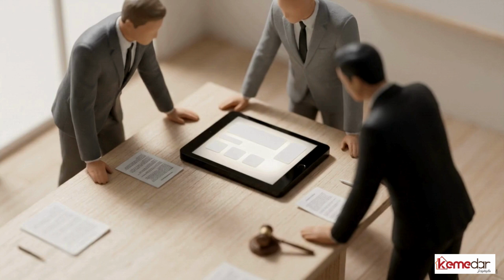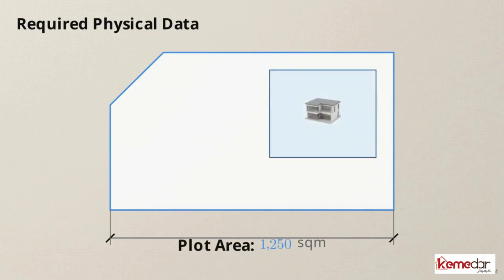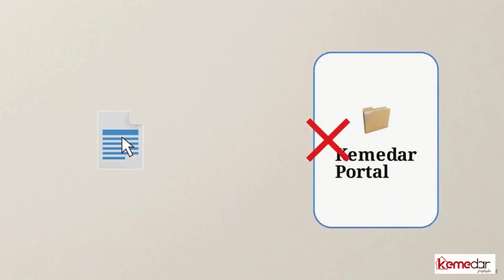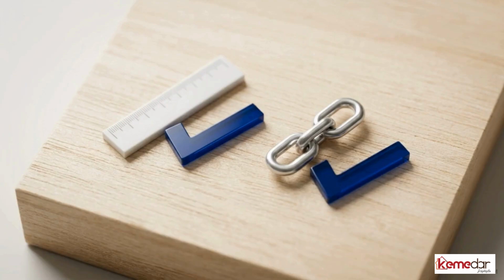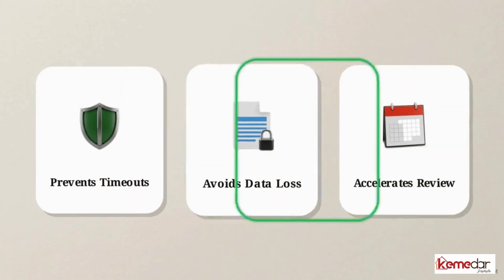The first step in that process is passing your project details through our digital intake portal so our experts can evaluate it. Before you begin, gather your physical data. You will need exact numbers for your plot area and any existing built-up area. You also need to format your files correctly. The Kemedar portal does not accept direct image or document uploads. You must host all your site photos and legal documents on a cloud service like Google Drive or Dropbox and have those shareable links ready.